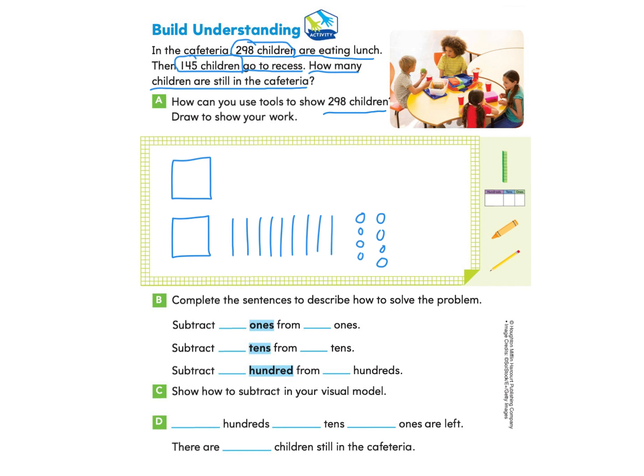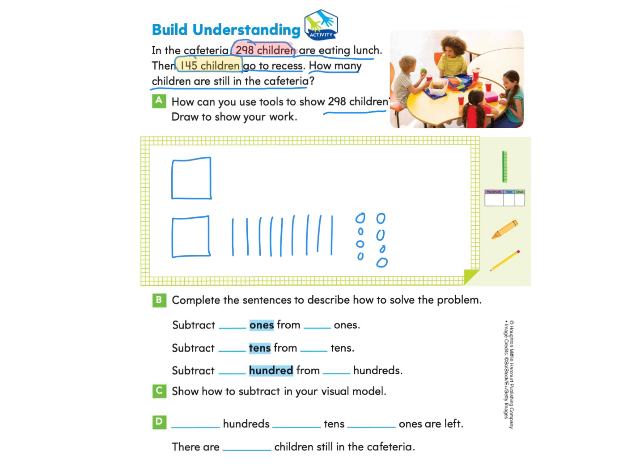Part B asks us to complete the sentences to describe how to solve the problem. And what is our problem? Our problem is that we had 298 children, which we've represented here, and then 145 of them go to recess, and what we're looking for is how many are still in the cafeteria. So we're going to be taking away 145 children from the 298 showing here.